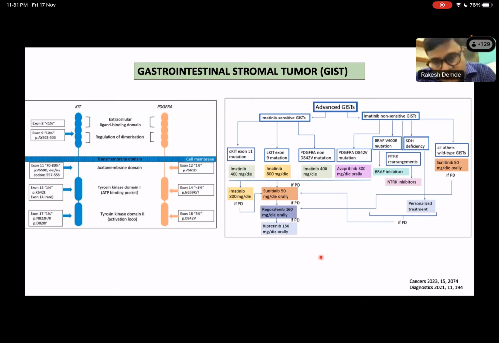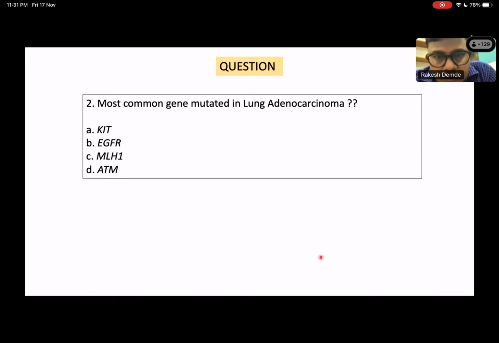And in GIST, just KIT, IHC, and DOG1 will not suffice with the treatment part of GIST. Now, the second question which I will ask to the audience: most common gene mutated in lung adenocarcinoma. The option A is KIT, B option is EGFR, third is MLH1, and D is ATM.